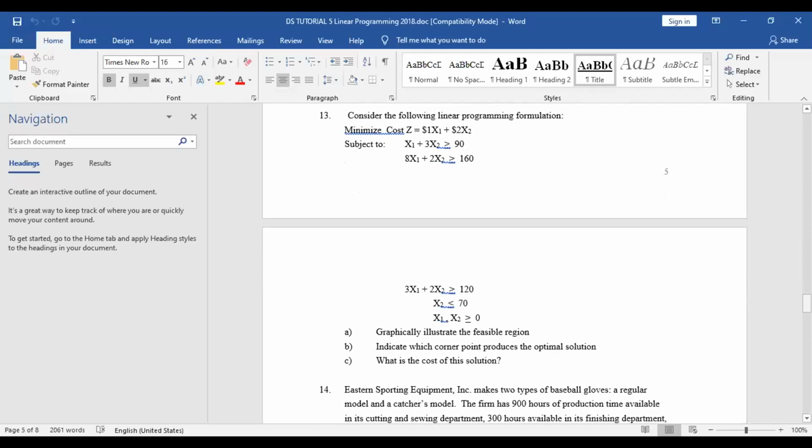All right, we're going to look at 13. Here's how I'm going to look at 13, because it has multiple requirements. It says you're minimizing costs. Remember I said that you need to have your objective begin with either minimum or maximum. It's subject to the constraints of 3x2 greater than 90, 8x1 plus 2x2 greater than or equal to 160, 3x1 plus 2x2 greater than or equal to 120, x2 less than or equal to 70, and x1 and x2 greater than or equal to 0.